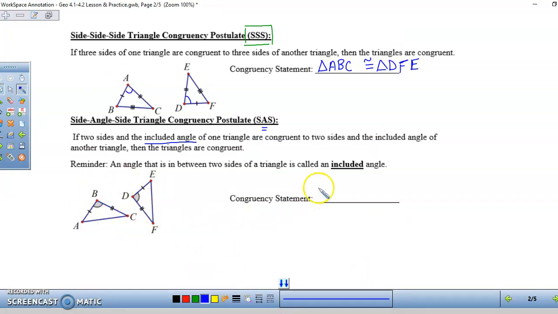Okay, so we're going to do our congruency statement here. Again, congruency statement, you have a triangle, and that's going to be congruent to another triangle. So why don't you pause for a second and try to write an appropriate triangle congruency statement.